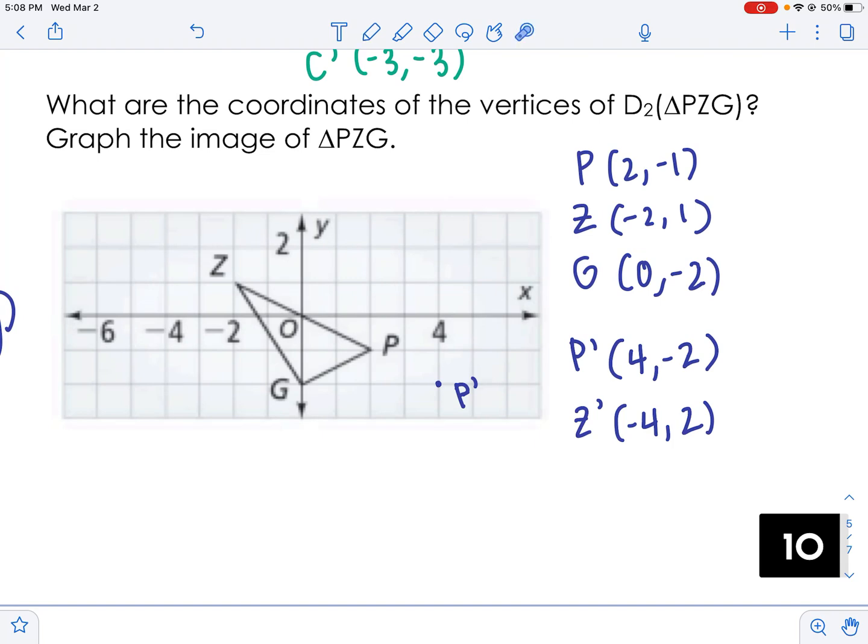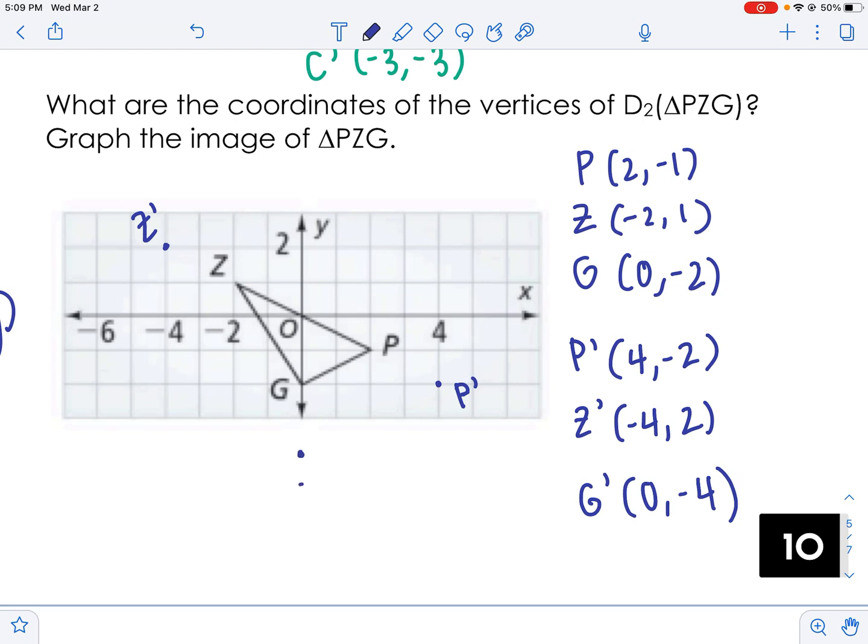So if that's 4, -2, that means that I'm going to go left 4 and then up 2. And remember, my scale factor was 2. This should be an enlargement, so notice that it's stretching. Okay, and then if G's at 0, -2, well, G prime should be at 0, because 2 times 0 is 0. And -2 times 2 would make that -4. So there's G prime. So G prime would be at 0, -4.